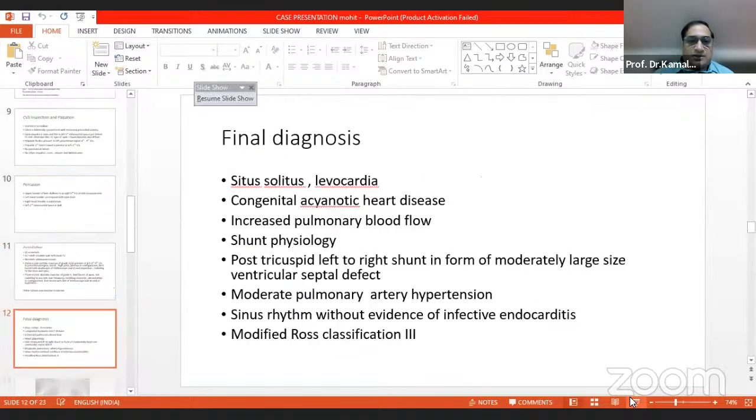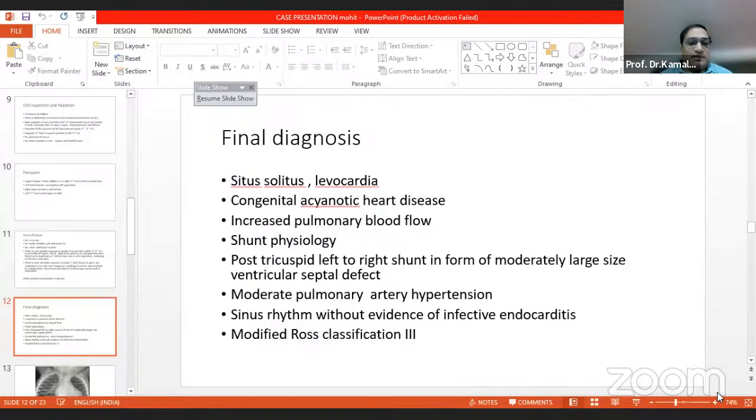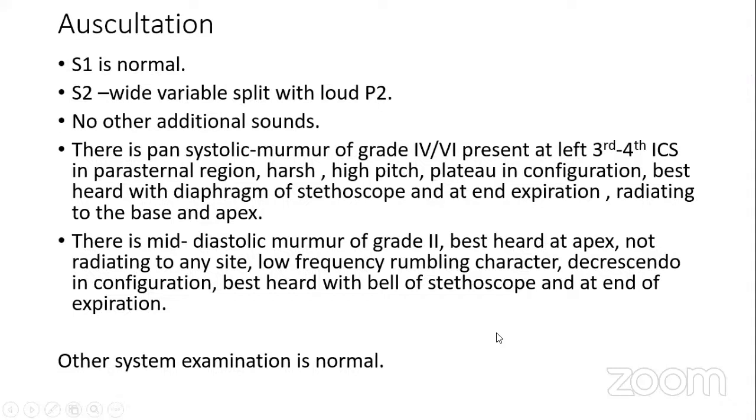Your final diagnosis. Yes, it is a case of situs solitus with levocardia, congenital acyanotic heart disease, increased pulmonary blood flow, shunt physiology, post-tricuspid left to right shunt in the form of a moderately large ventricular septal defect, moderate pulmonary artery hypertension, sinus rhythm, without evidence of infective endocarditis, modified Ross classification class 3. So why do you say post-tricuspid? Pansystolic murmur of VSD.